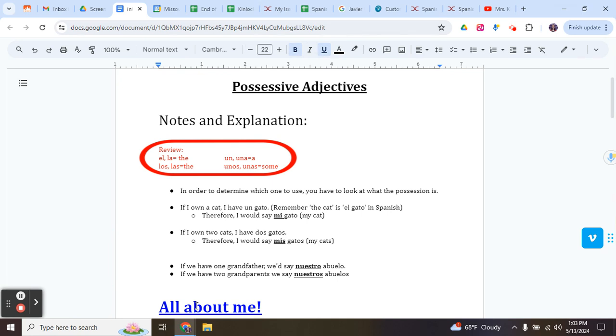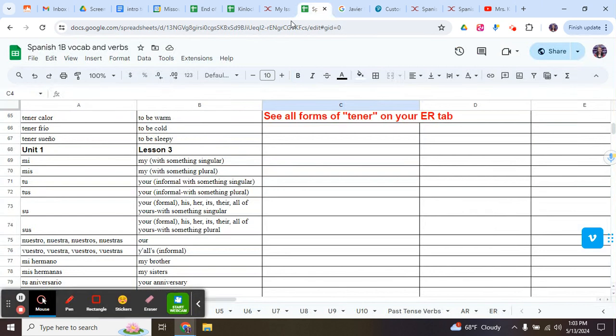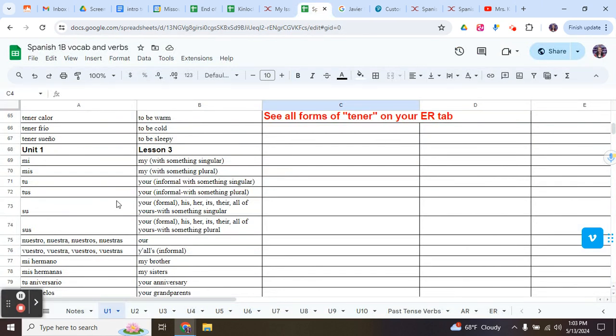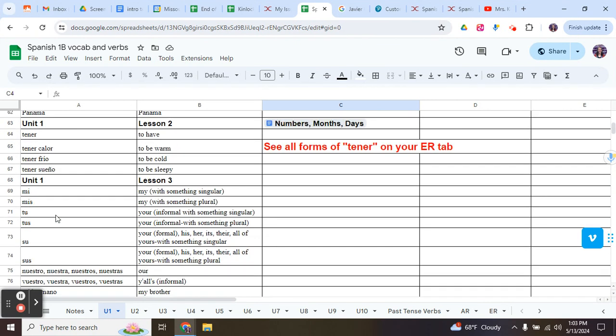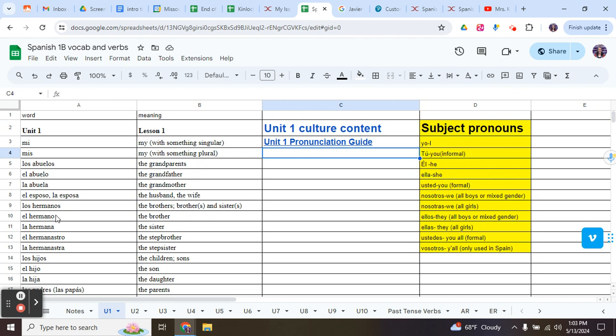So, all right, notes and explanation for how to use these. Now you can find these on your charts. Here are your Spanish 1B charts. Make sure you're using second semester charts. And down at the bottom, start in the 70s, 69, 70, and so on. These are where you'll see your possessive adjectives. Okay, there's a couple at the top of the page, but that's where you'll see the rest of them.